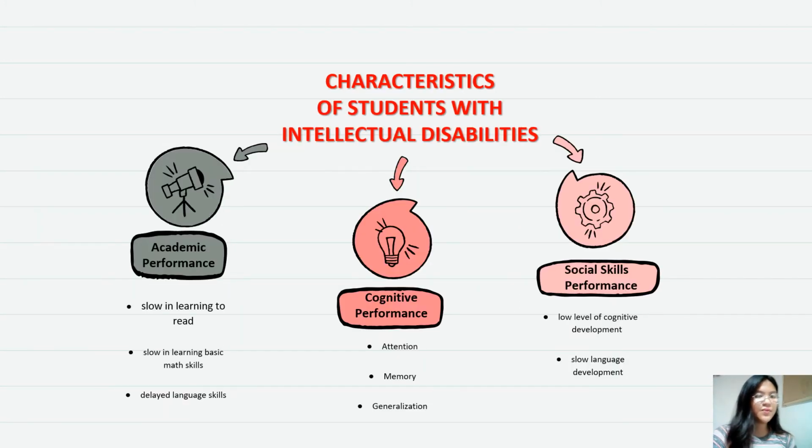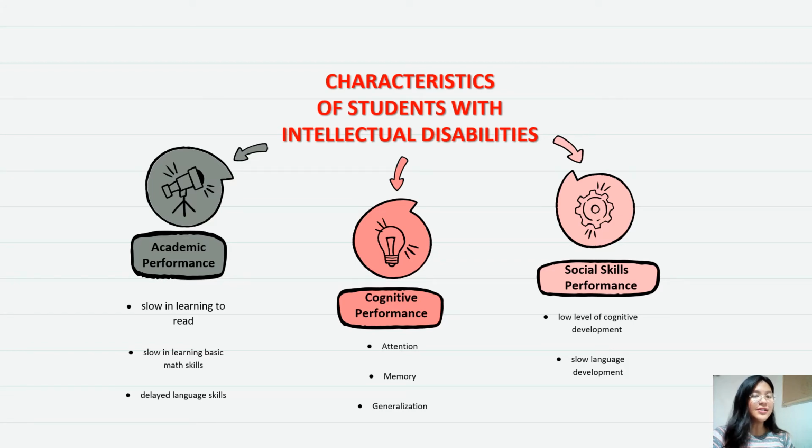Characteristics of students with intellectual disability. Academic performance. Students identified with intellectual disabilities fail to keep up with the grade level of peers in developing academic skills. These students are slow in learning to read, slow in learning basic math skills, and have delayed language skills, which also affect other academic areas such as writing, spelling, and science. Cognitive performance. Cognitive performance covers three aspects such as attention, memory, and generalization.